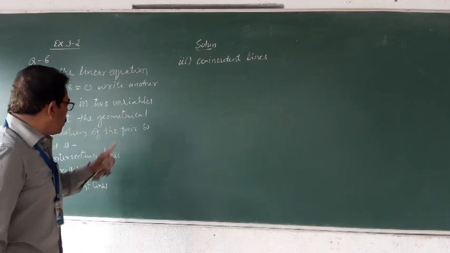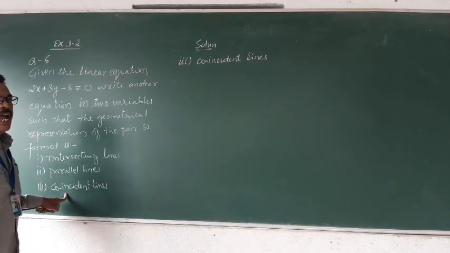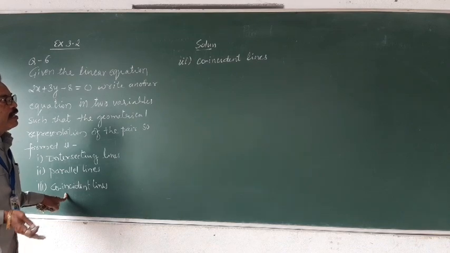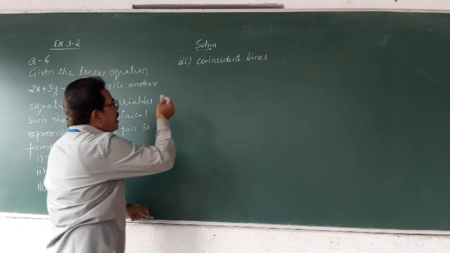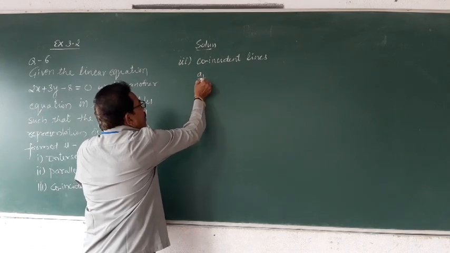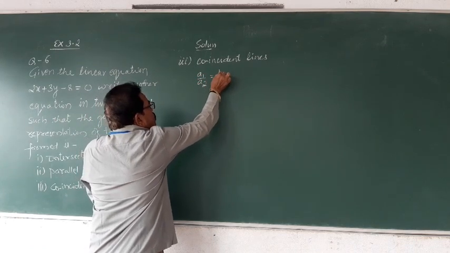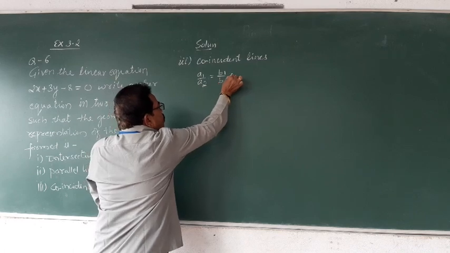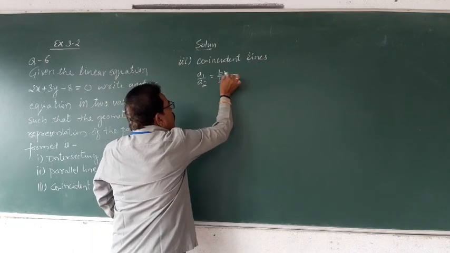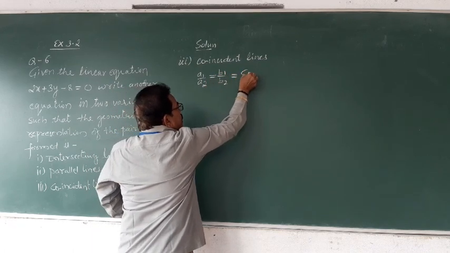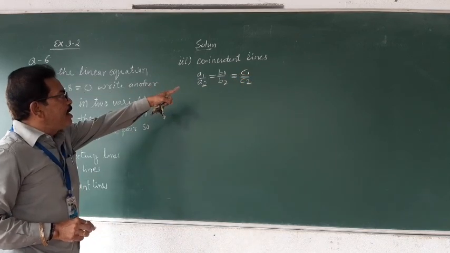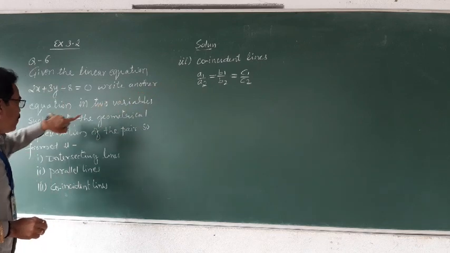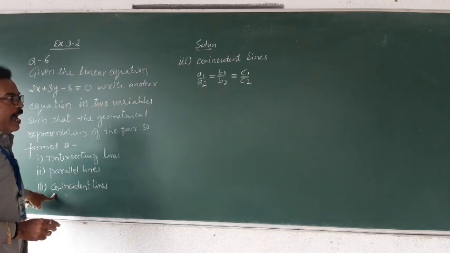Okay, the third question is coincident lines. You know already what the ratios of coincident lines are. Say a1 by a2 is equal to b1 by b2, that is equal to c1 by c2. See, this condition definitely satisfies coincident lines.